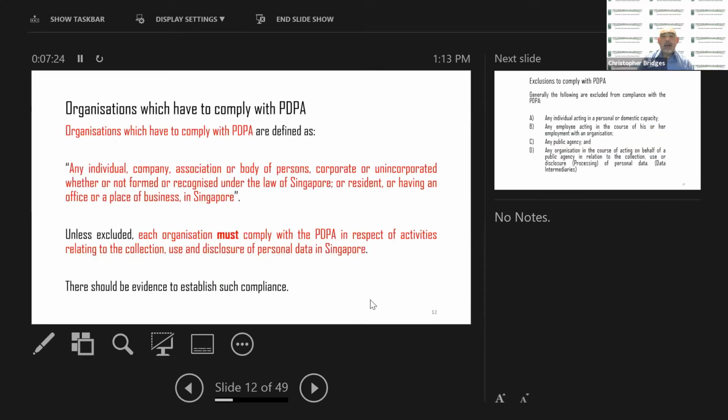So who are the organizations that have to comply with the PDPA? You can see that the definition under the Act is any individual, company, association, business, body of persons, corporate or unincorporated, whether formed or recognized in Singapore, who collects, uses, or discloses personal data which leads to the identification of an individual is covered by the PDPA. So it's a very wide Act.